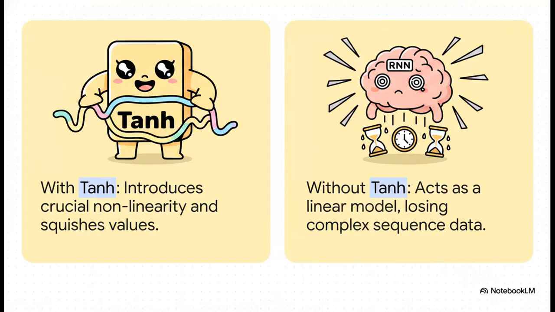This is exactly where the tanh activation function steps in as a vital safeguard. With tanh, the network introduces this crucial nonlinearity to learn complex patterns, while actively squishing the mathematical values so they don't just explode out to infinity. If you took tanh away, the RNN would literally devolve into a basic linear model. It would completely lose its ability to process complex, time-dependent sequences. It basically loses its entire grasp on time.